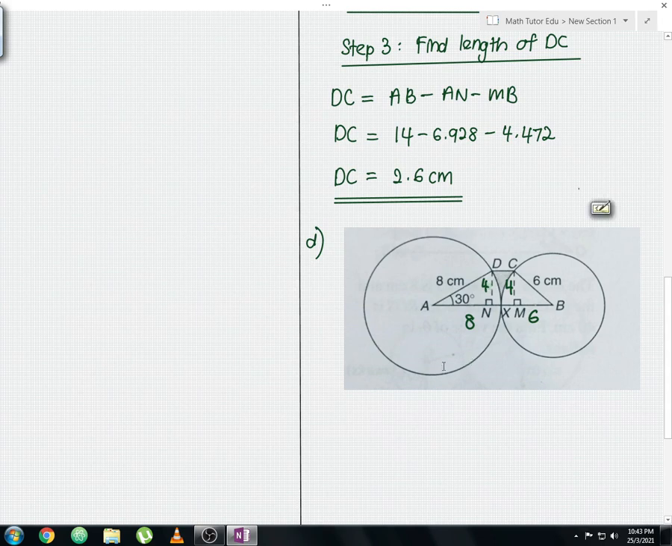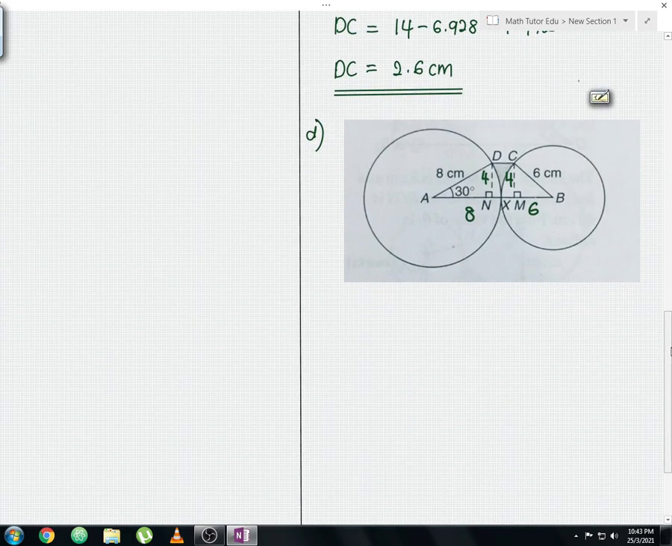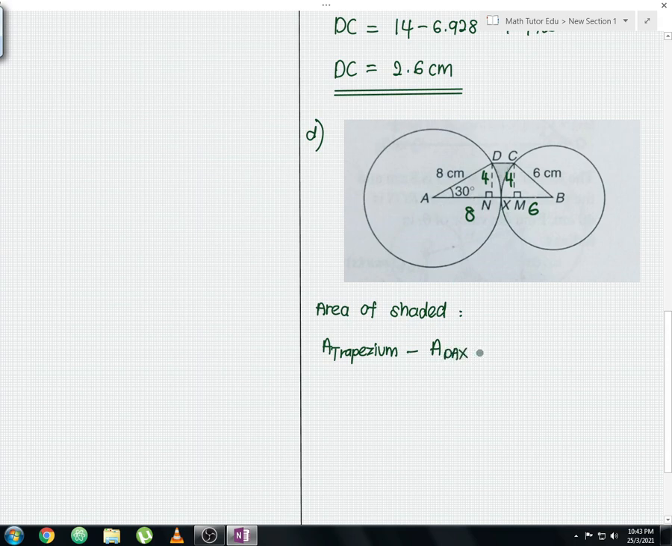I hope you guys are clear. In order to solve this question, to get the area of the shaded region, let me write: area of shaded region will be equal to the area of trapezium, which is the overall bounded area over this region, and then you minus the area of sector DAX, sector of the circle DAX, and then you minus the area of the sector CBX. So this is the overall idea. Let us find them one by one.